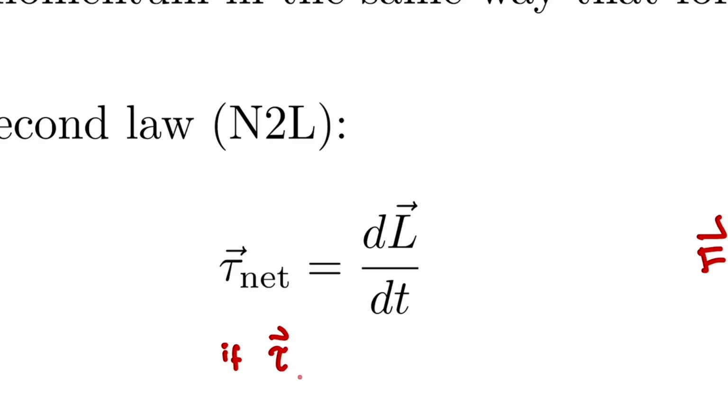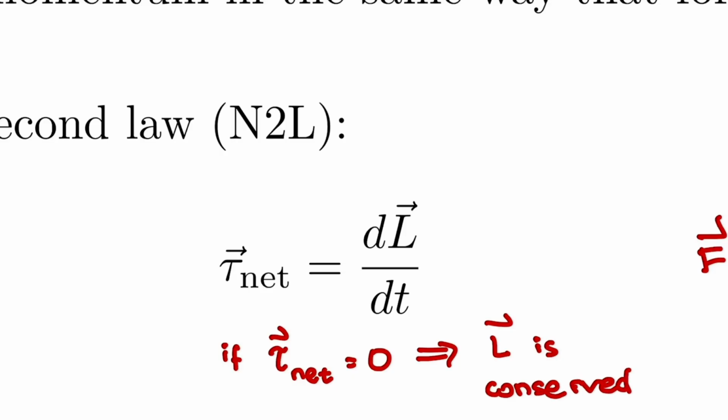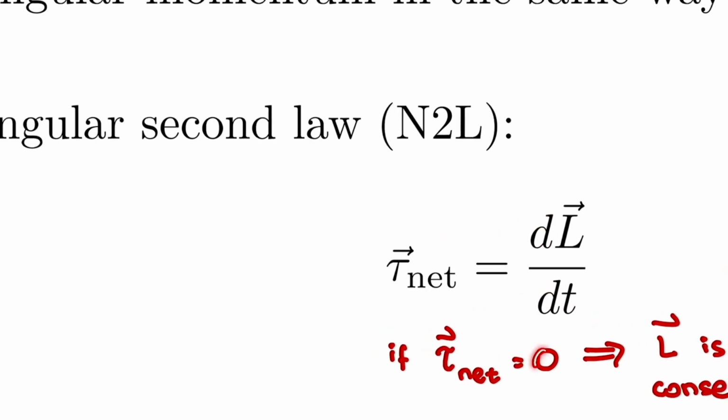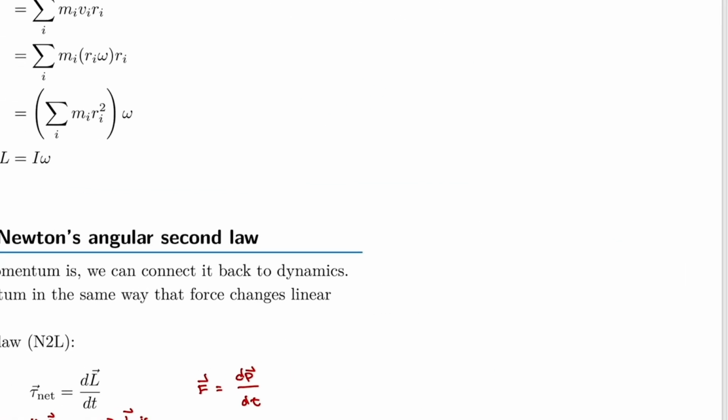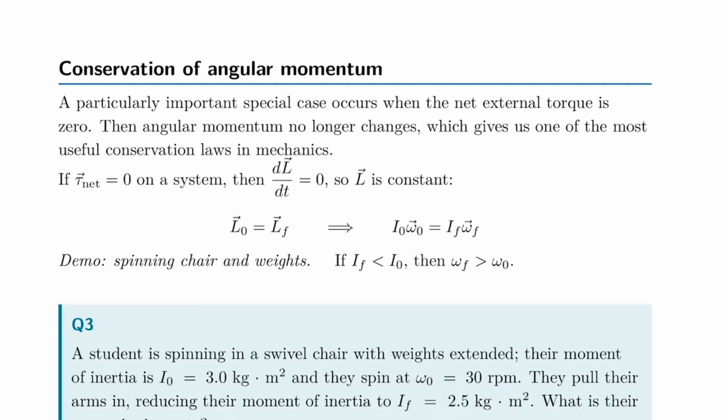So very similar. And for a system where the net torque is equal to 0, that means the angular momentum is conserved, right? Because the derivative of a constant is equal to 0. Good. So far we just did review.